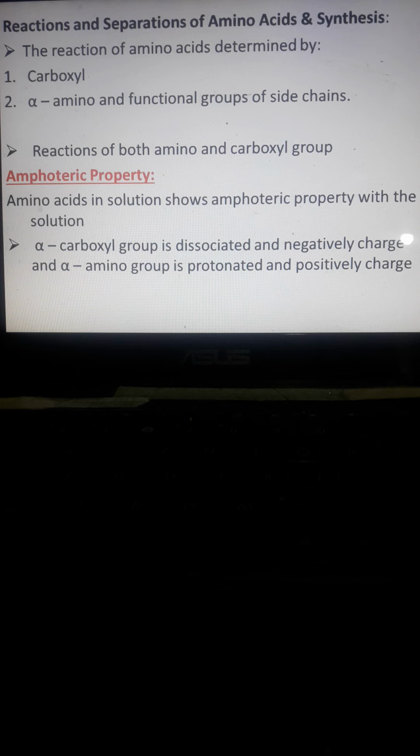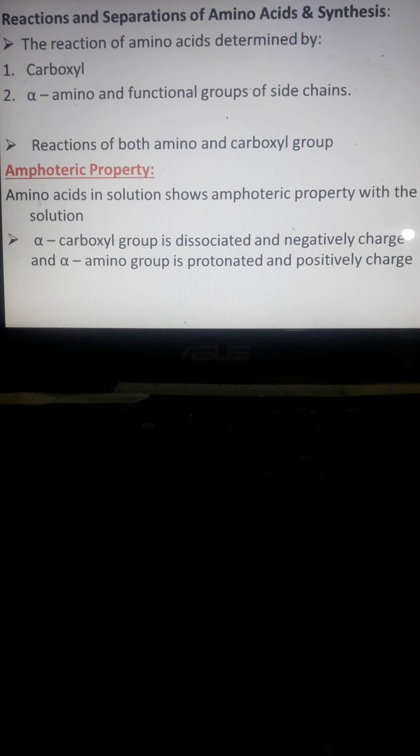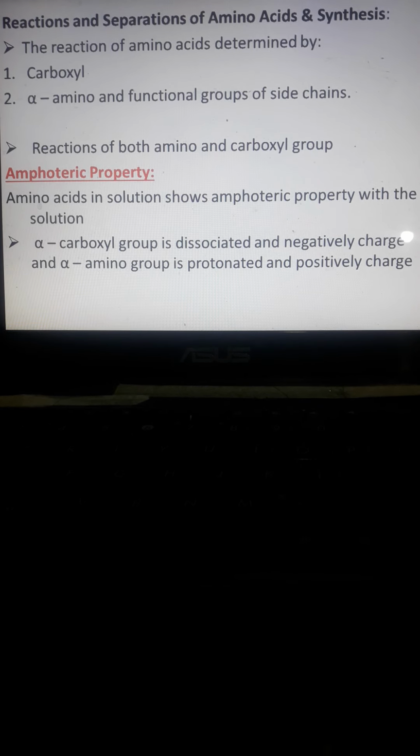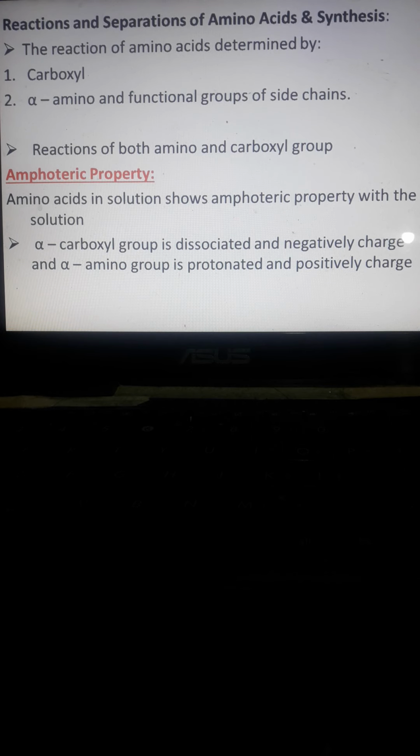Amino acids in solution show amphoteric property with the solution. Alpha carboxyl group, when you say alpha, just remember the center carbon atom, it is the alpha carbon atom. It is dissociated when it reacts with a negative charge and is negatively charged, and the alpha amino group is protonated, which is positively charged. The alpha carboxyl group is the one that reacts with the positive molecule, and the alpha amino group is the one that reacts with the negative group. So that is considered the protonation, and at the same time dissociation of the negative and protonation of the positive.